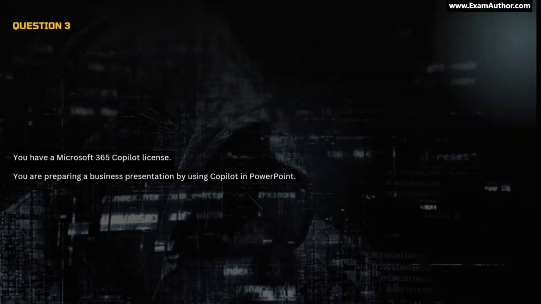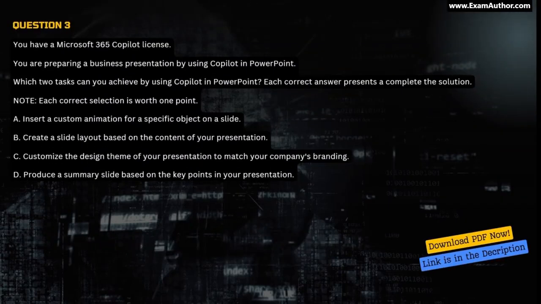Question 3. You have a Microsoft 365 Copilot license. You are preparing a business presentation by using Copilot in PowerPoint. Which two tasks can you achieve by using Copilot in PowerPoint? Each correct answer presents a complete solution. Note, each correct selection is worth 1 point.